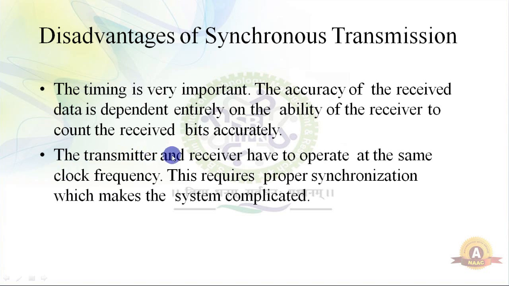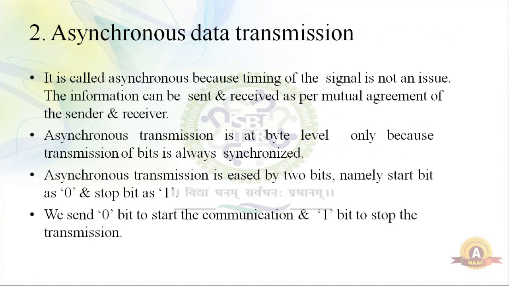The transmitter and receiver have to operate at the same clock frequency. This requires proper synchronization, which makes the system complicated. We already know that it works with the same clock pulse, so the system is more complicated because it works with the same clock frequency. Next one is the asynchronous data transmission.